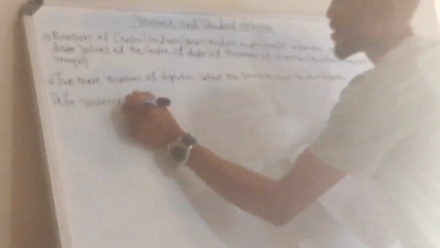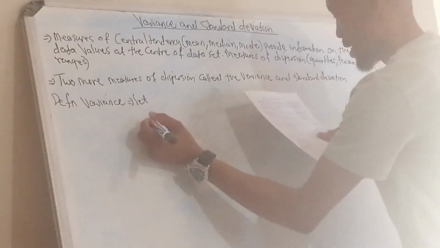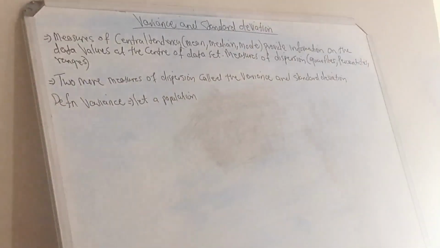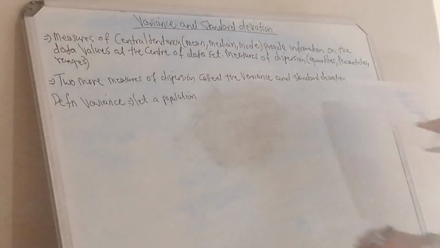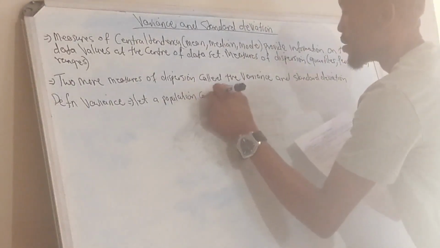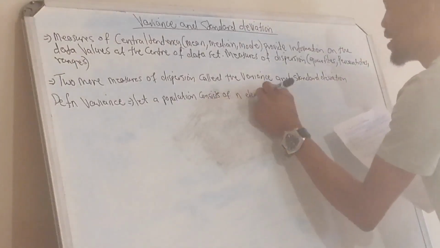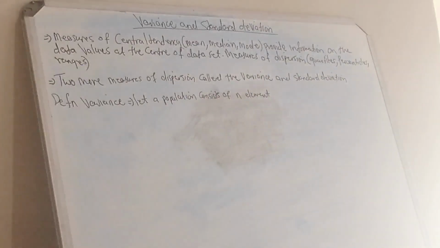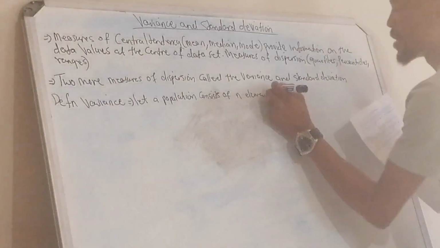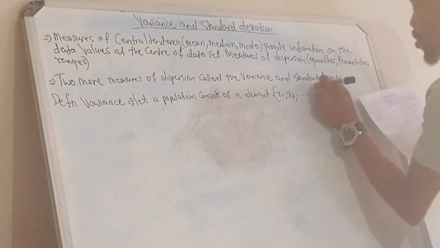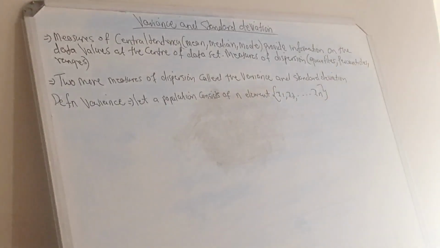If we try to define the variance, let us look at this in terms of a population. Let a population consist of n elements. N stands for whatever number of people you can find within a particular vicinity. We will represent them as x1, x2, and so on, up to whatever number there can be.